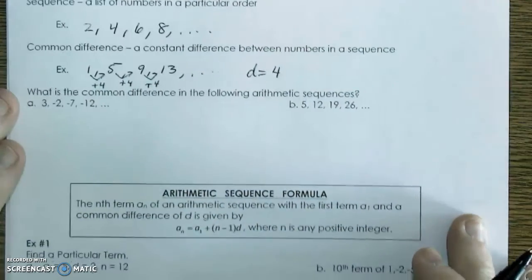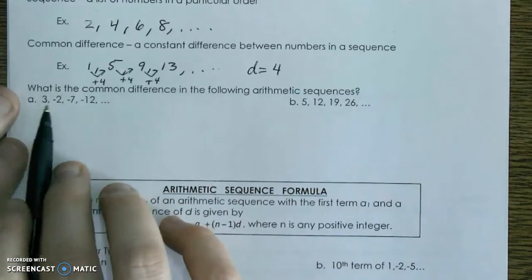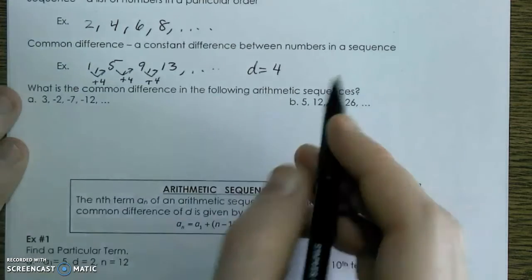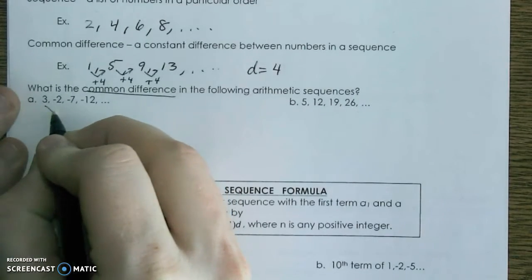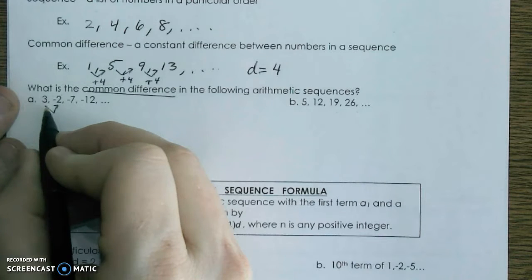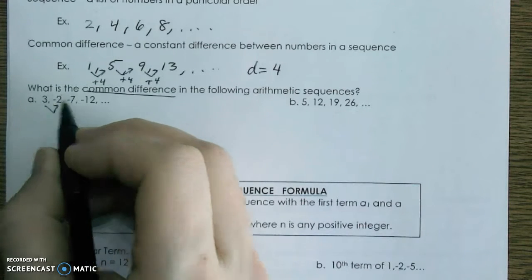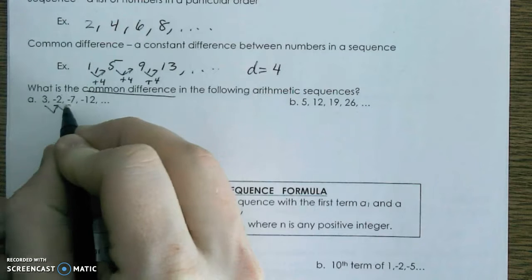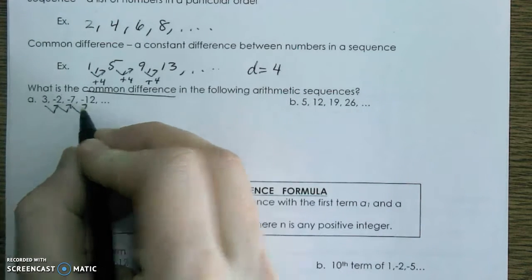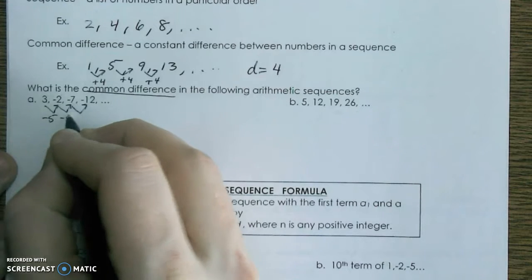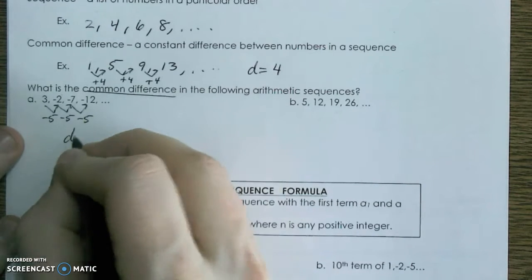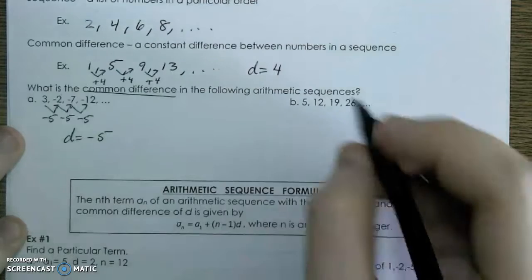In this first little example, I've given you an arithmetic sequence and I'm asking you to find the common difference. And so here you're looking, what am I doing from 3 to get negative 2? And then what am I doing from negative 2 to get negative 7? And negative 7 to get negative 12? And we see that each time we are subtracting 5. And so my common difference is negative 5.